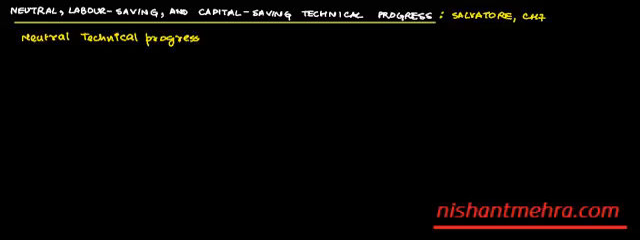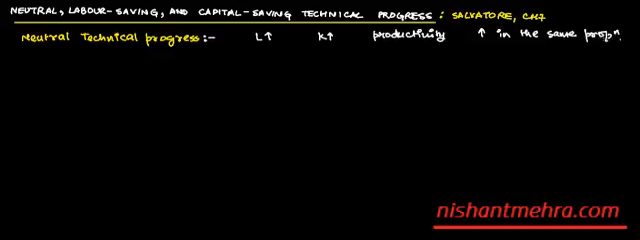Neutral technical progress would mean that productivity of both labor and capital will increase in the same proportion. Right. So labor productivity and capital productivity, they both increase in the same proportion.